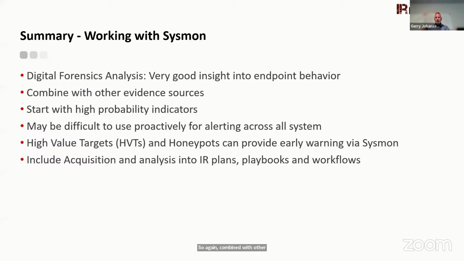Those high probability indicators, something like SharpHound, doing keyword searches in that spreadsheet, looking for maybe rundll32, which is another good one, WMI use, those high probability things that threat actors use a lot are going to stand out when you start doing the triage analysis. As I said, it's very difficult to use this proactively for alerting due to the number of events that you're going to have to be dealing with.